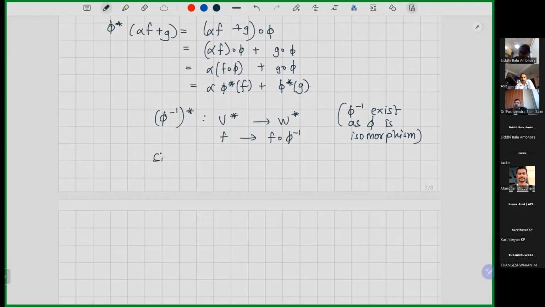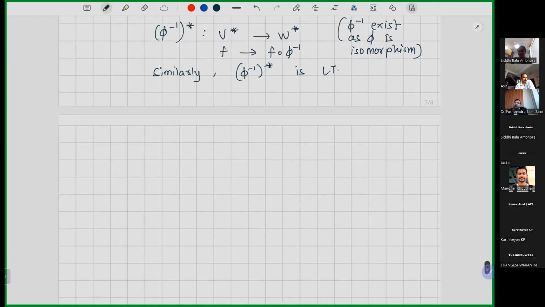Now similarly, for this phi star, the same argument we can do, and this phi inverse star will now be a linear transformation. And we can claim that phi inverse star composed with phi star is the identity on V star, and phi star composed with phi inverse star is the identity on W star. I hope both the identities are correct.